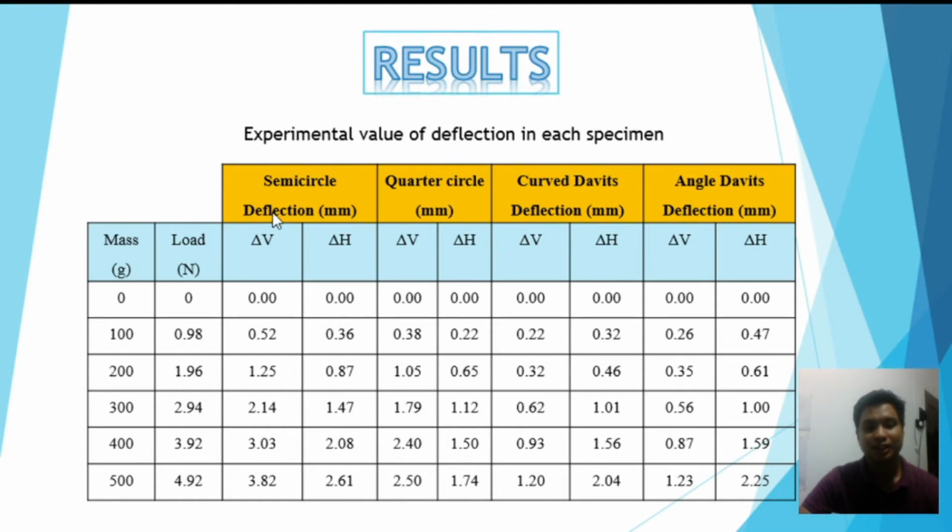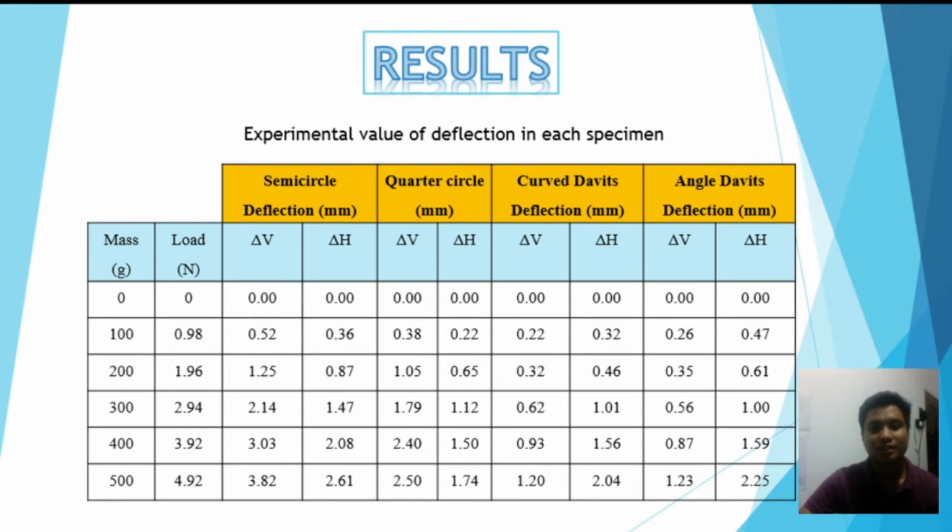So I will continue with the result for this experiment. As we can see here, there are 4 types of structure or specimen, which are semicircle, quarter circle, curve Davits, and angle Davits. And these structures have been applied with some amount of load to see the deflection that occurs in the structure. The mass applied is from 0 to 500 grams, with an increment of 100 grams until it reaches 500 grams.